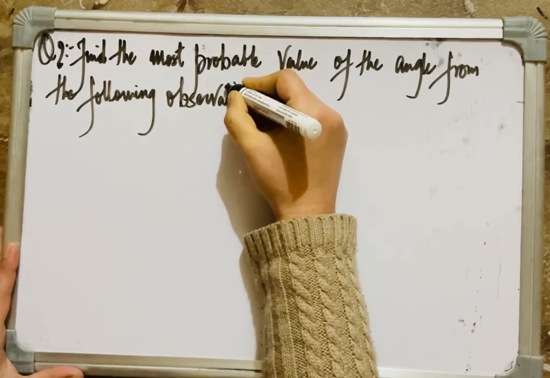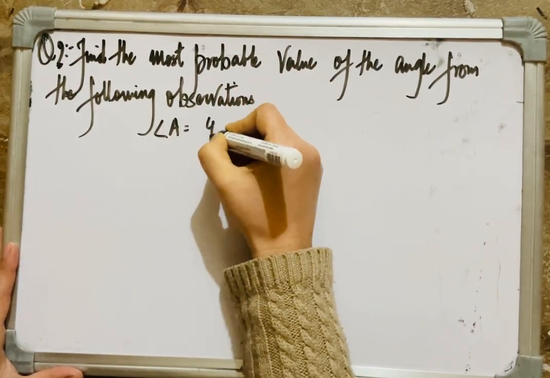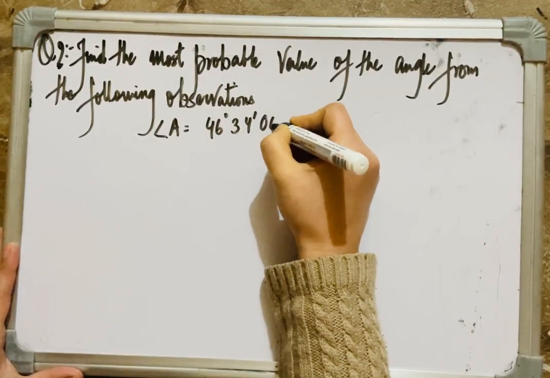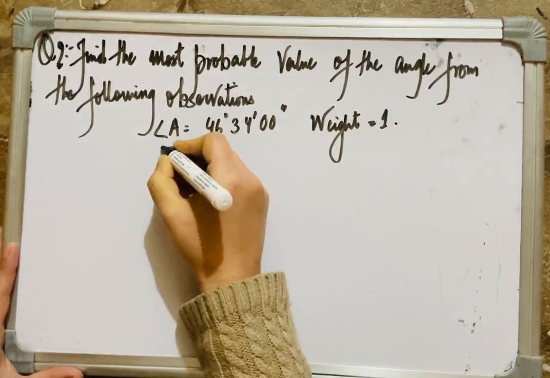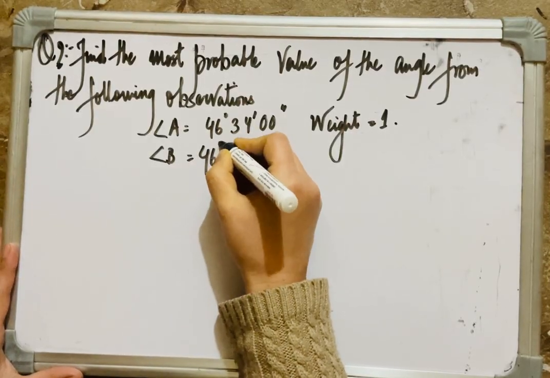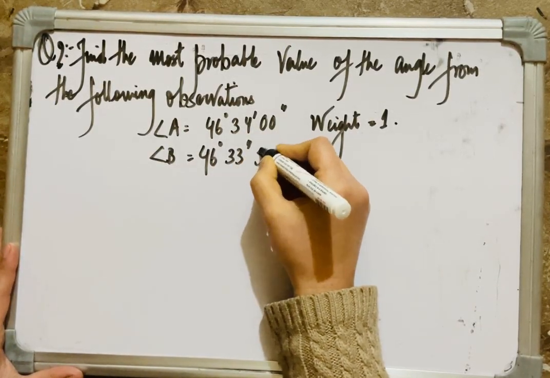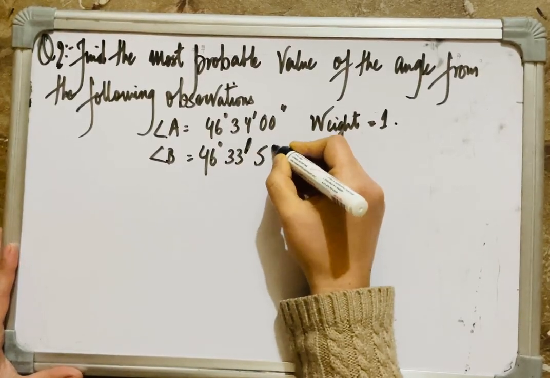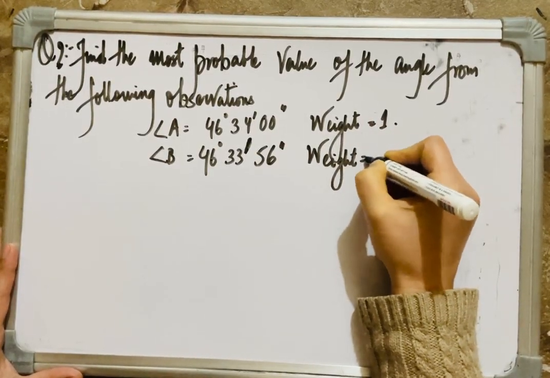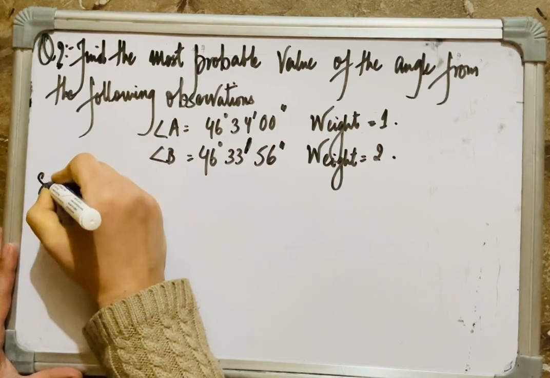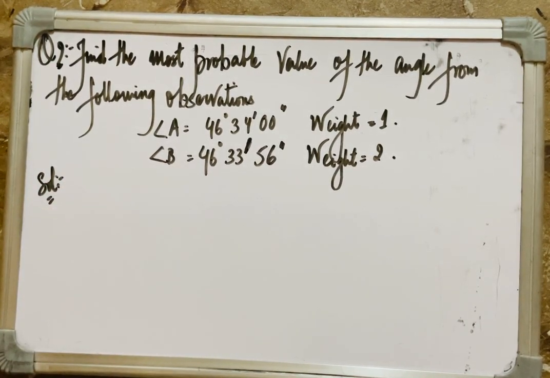All right. Angle A is 46 degrees, 34 minutes, 0 seconds with a weight of 1. Angle B is 46 degrees, 33 minutes, 56 seconds with a weight of 2. All right. So we have to calculate the most probable value of the angle from the following observations. That means we have to calculate the weighted arithmetic mean. All right. That is given by how much?